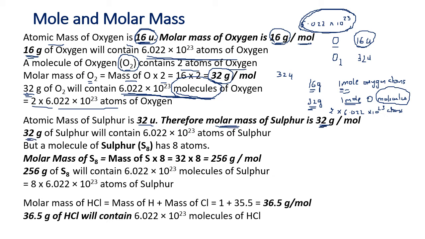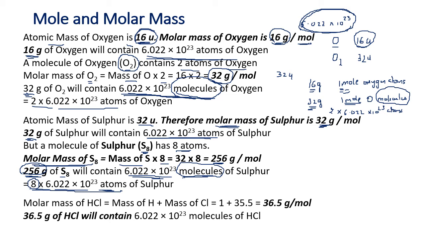32 gram of sulfur will have this many atoms of sulfur. But the molecule of sulfur is S8, and every molecule has got 8 atoms. So the molar mass of S8 will be mass of S into 8, that is 256 grams. So in 256 grams of S8, there will be this many same number of molecules. What again? Molecules. But every molecule has got 8 atoms. So the total number of atoms will be 8 into this many. So 256 grams of sulfur will have this many atoms, 8 times the molecules.